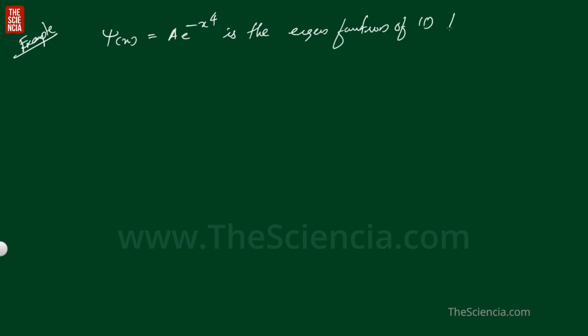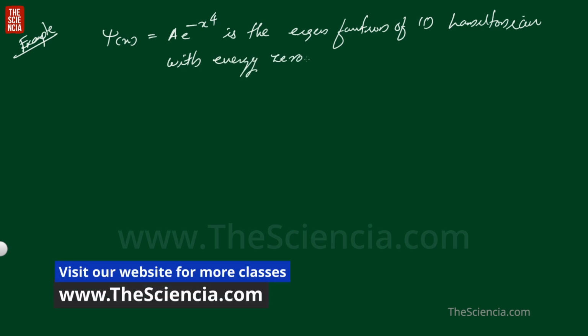One more example. A wave function ψ(x) equal to A e^(−x⁴) is the eigenfunction of a 1D Hamiltonian with energy 0. The question is to find the potential.